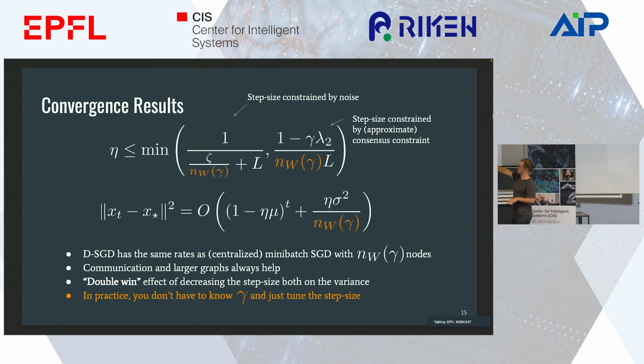I didn't talk about it, but this double win effect of decreasing the step size is that usually when you decrease the step size, you decrease the right term just because it scales with the step size. But now you also win, because when you decrease the step size, you also increase your number of effective neighbors. So when you get smaller step sizes in 1 over t, for instance, you win on both sides, and you can get to eta sigma square over n, which is the standard convergence rate for minibatch. Ah, okay, I see. Thank you. Thanks.